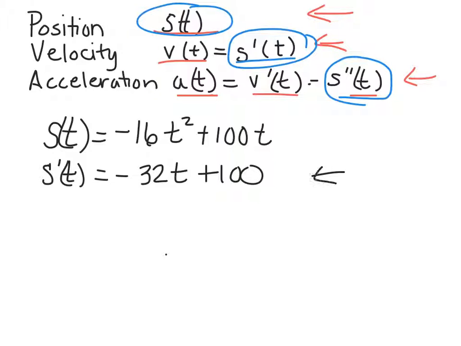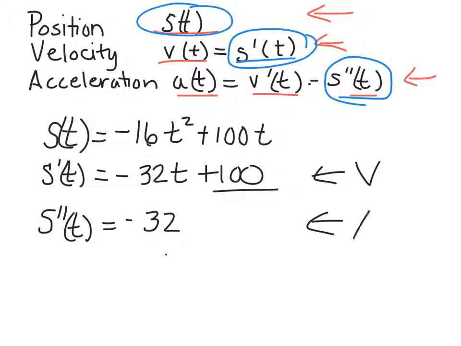This is also our velocity. And then s double prime of t would be just negative 32. And remember, the derivative of a constant is 0, so we wouldn't be adding that. And this is really just all about taking a derivative of a derivative, and as you can see, as we're working our way through, each time there are less and less of the variable involved.